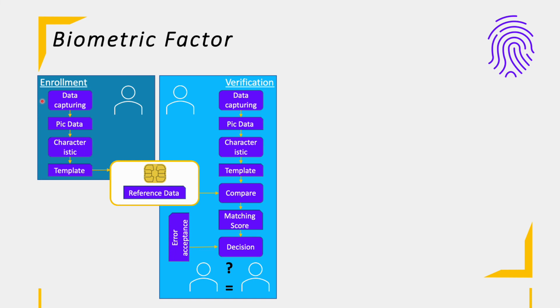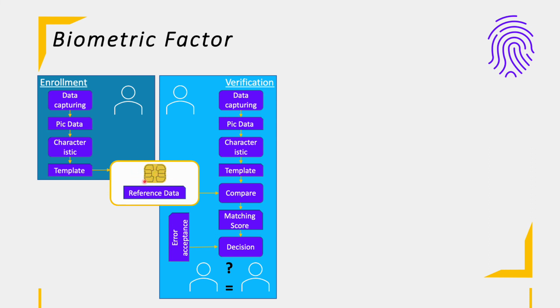So this is the enrollment process where your data as a person is being captured. It's taken into a picture, and from this picture the characteristics are taken, the points from the fingerprint, for example, and the shapes, and this will result in a template which will then be saved as the reference data.